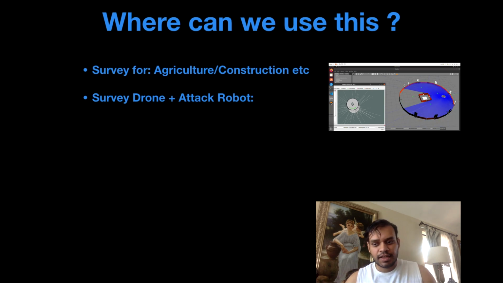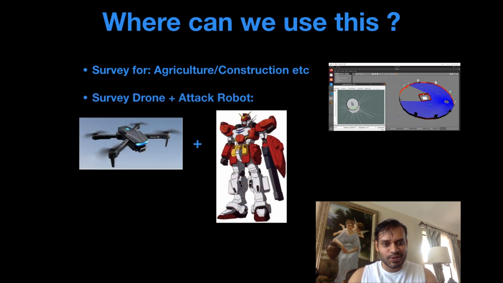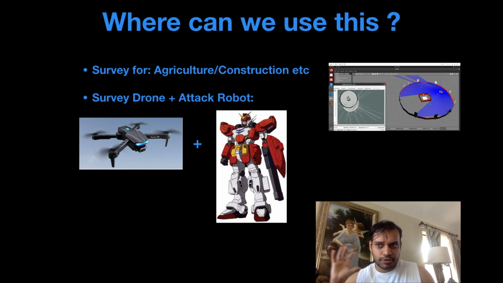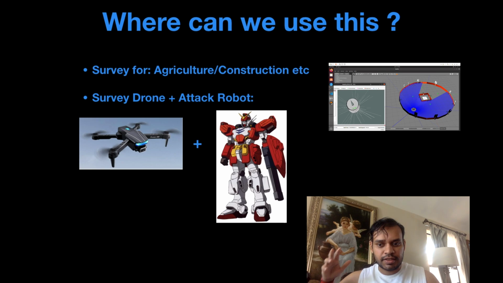Personally, the use I find most interesting is as a survey drone, which can be used with an attack robot. That's really cool. Here you can see the survey drone and the robot. So you send the survey drone to survey the region, and you can use it to find out where certain attack structures are, and so on. Then you can send in the attack robots. Based on information from the survey drones, the attack robots know exactly which targets to hit. I think that's a really superb use of this technology.